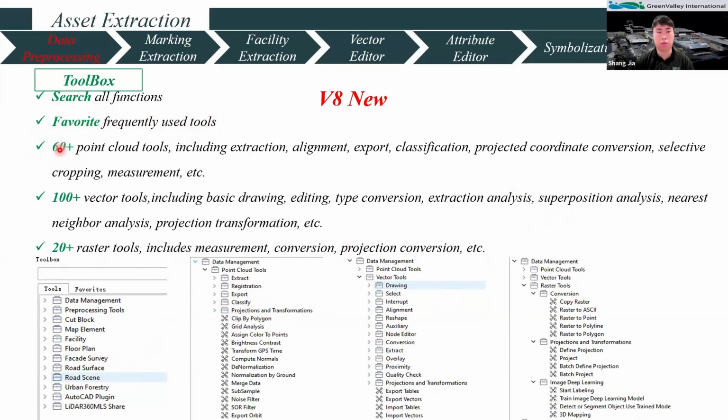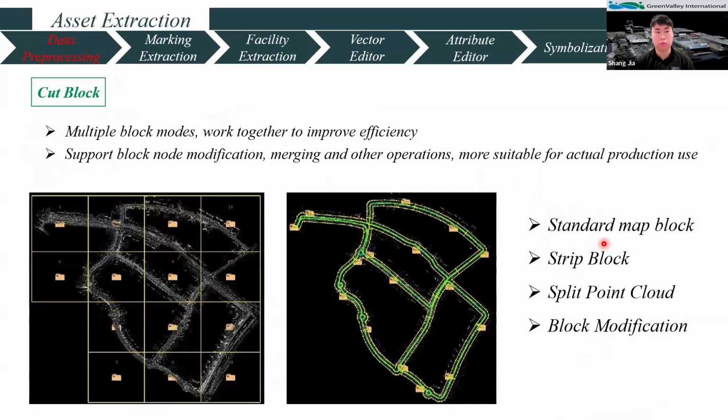In the toolbox, there is a favorites section, where you can set tools you frequently use as favorites. There are 60 plus point cloud tools, 100 plus vector tools, and 20 plus raster tools. For example, you can cut the data set into multiple blocks to improve efficiency. You can run the data set one block at a time instead of having to run the whole data set at the same time.